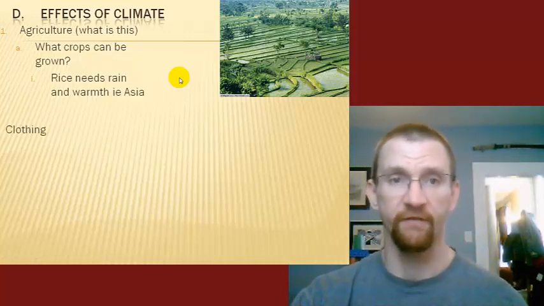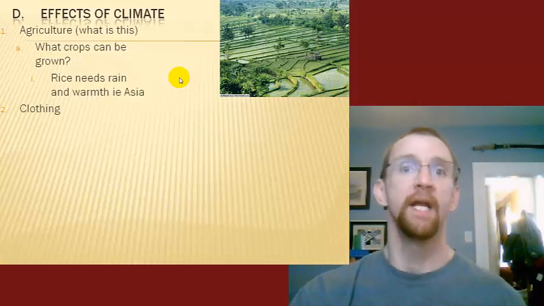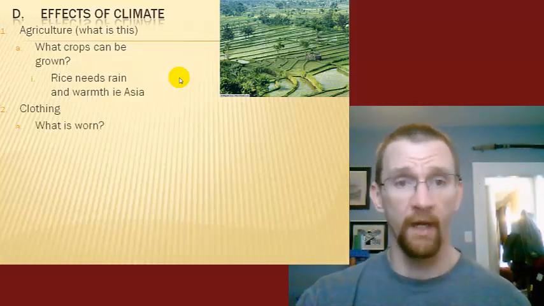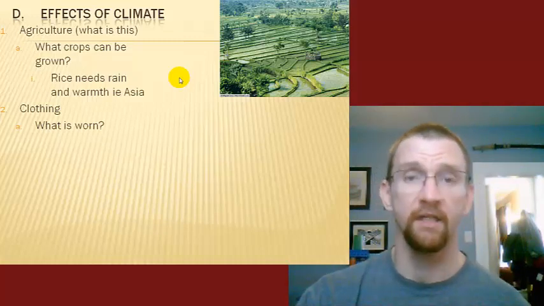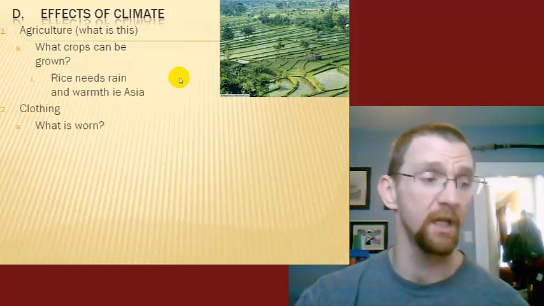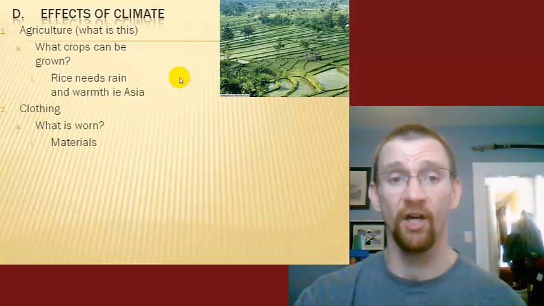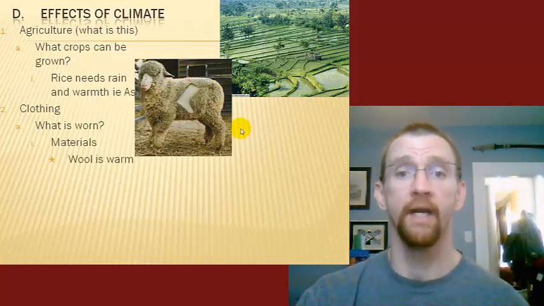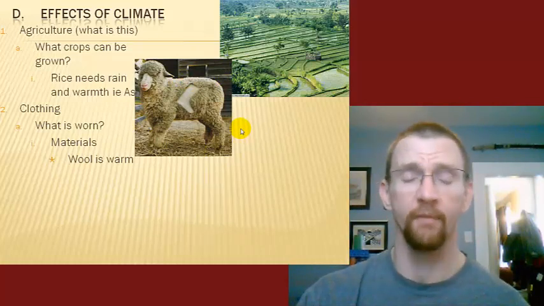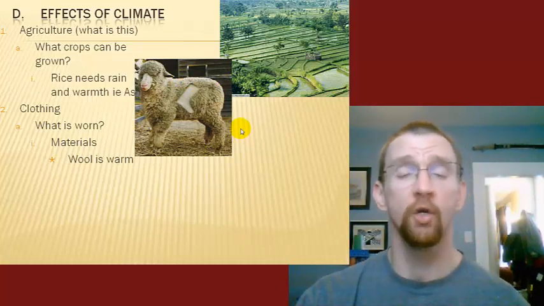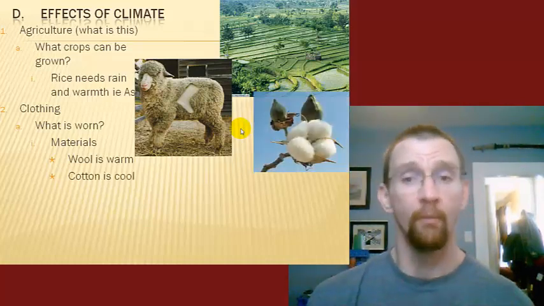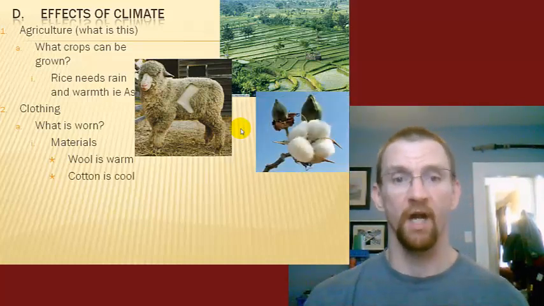Now, how does it affect clothing? Think about how climate and weather affect your clothing. One way that it affects you is that it helps to dictate what kind of clothes you wear and what kind of materials you wear. For example, wool is warm, so it's worn in cool weather climates. So places where it's cold, people are going to wear wool. Places that are hot are going to be areas that grow cotton.